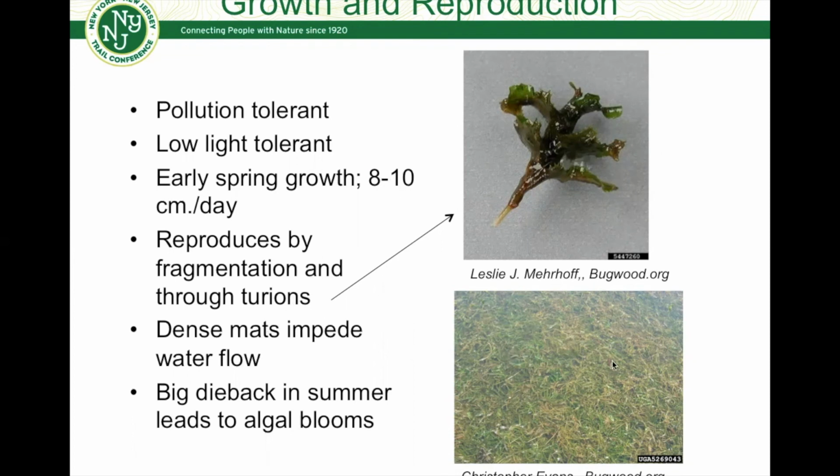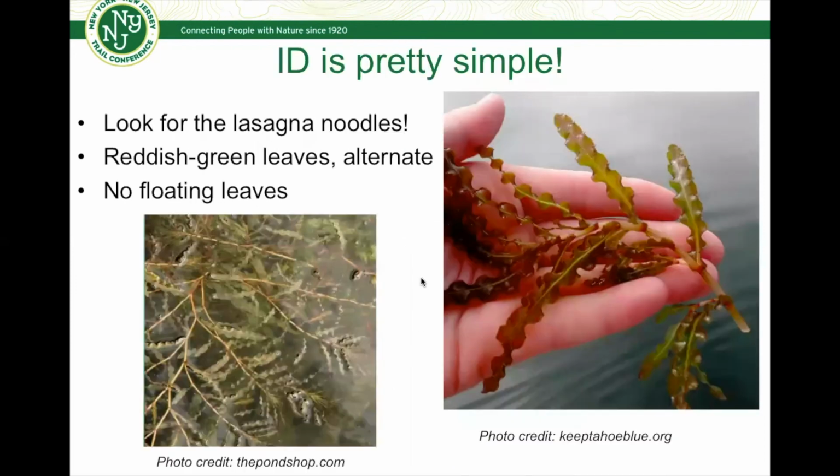It can form these very dense mats that you can see here from sort of a bird's eye view that can impede water flow. And to make matters worse, curly leaf pondweed has a big dieback in the summer, and it releases a lot of phosphorus when it has this dieback, which then leads to other types of algal blooms and stripping of oxygen in the water column. So lots of different reasons why it threatens a lot of our natives.